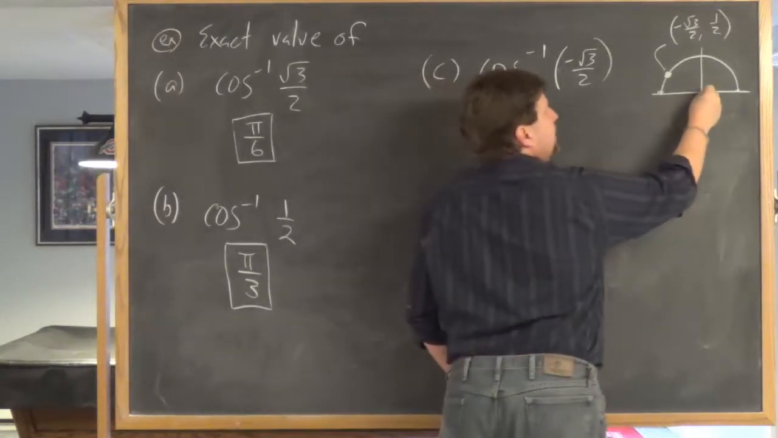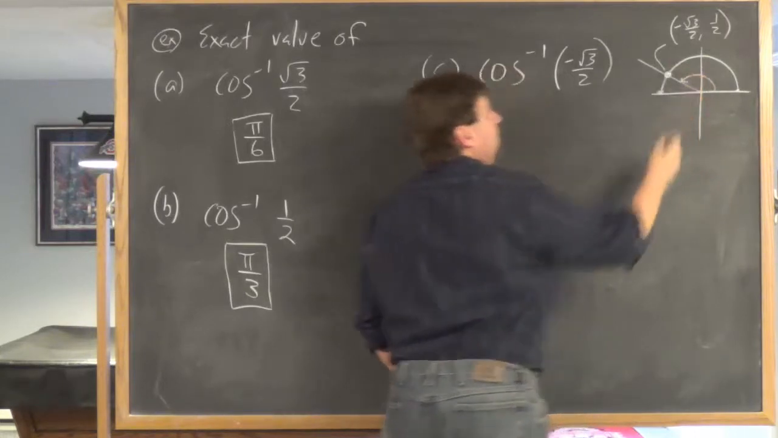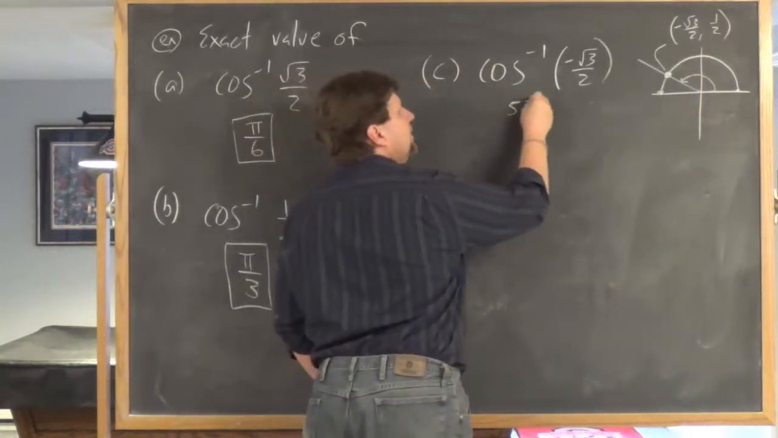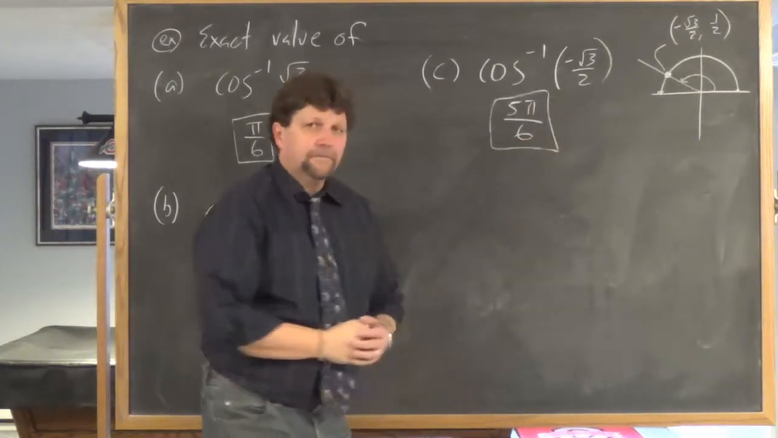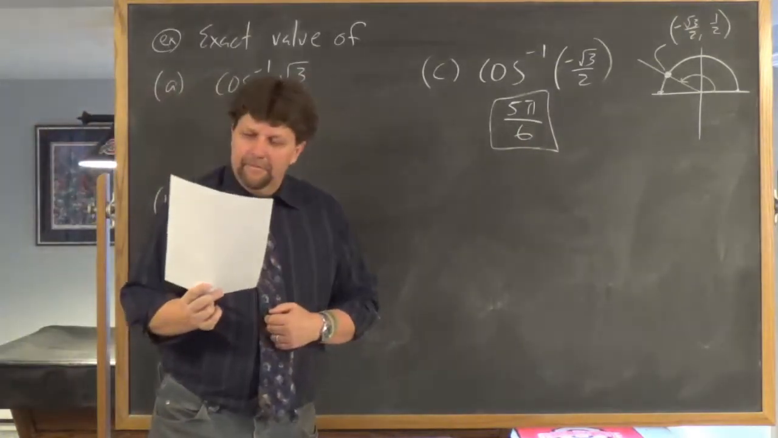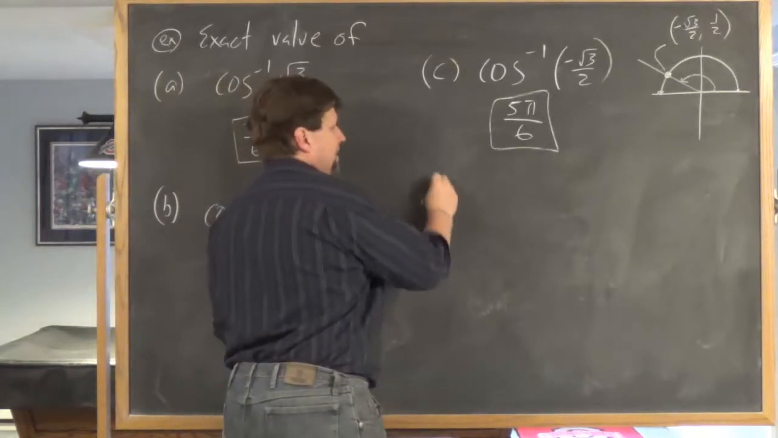So what angle intersects that point on the unit circle? What's the measure of that angle? Well, hopefully we know our unit circle, and we know that angle is 5 pi over 6. Unit circle makes it friendly. Let's do one more, just to keep us honest here.